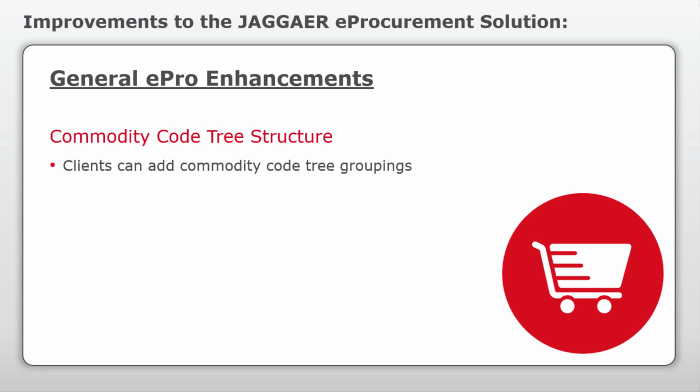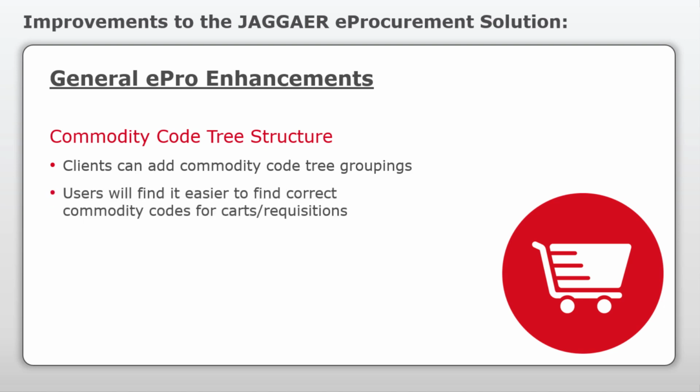Commodity code tree structure capabilities will allow clients to group commodity code trees. That will make it easier for users to search for commodity codes by drilling down into the customer's own commodity code or category tree, and to find the corresponding commodity codes in each branch. In this release, the feature is being added to the advanced shopping or product search, as well as the commodity lookup in the requisition lines.